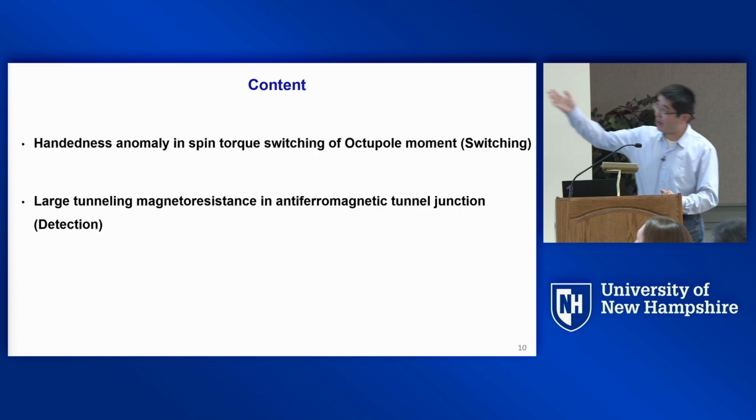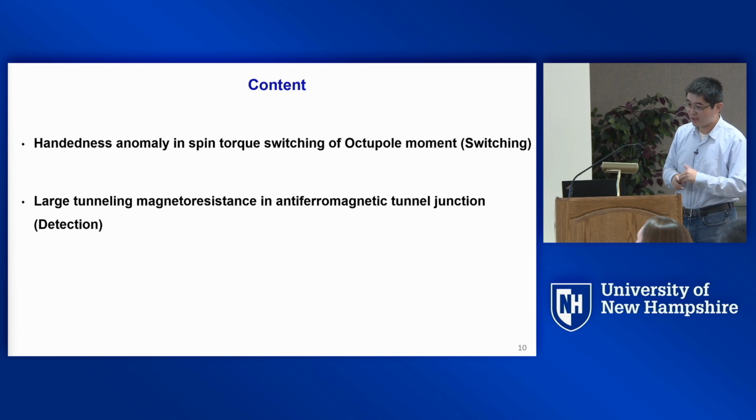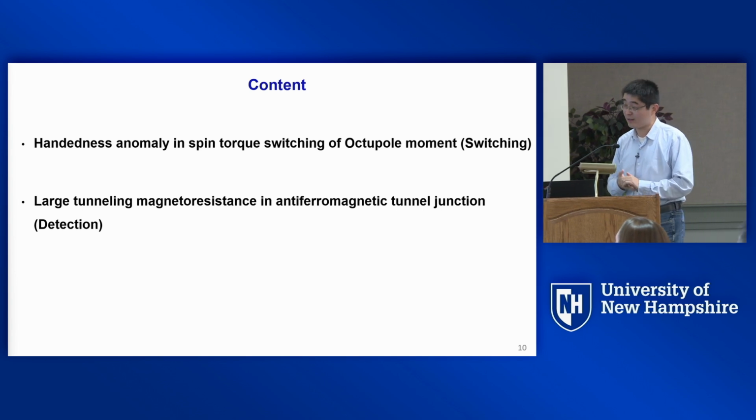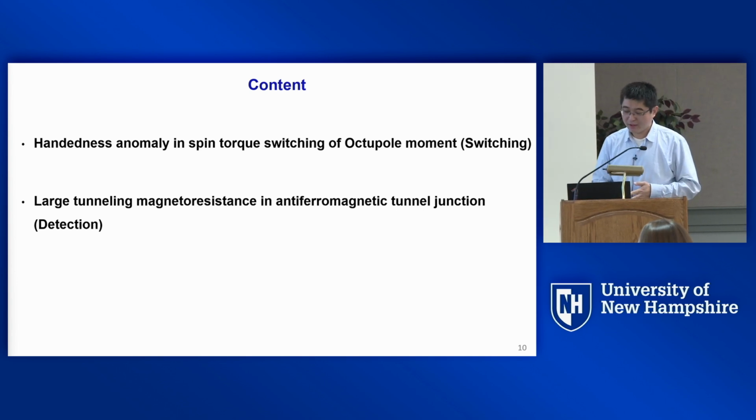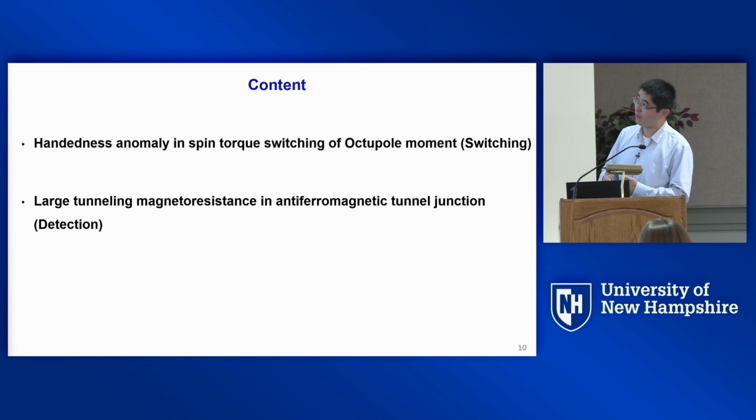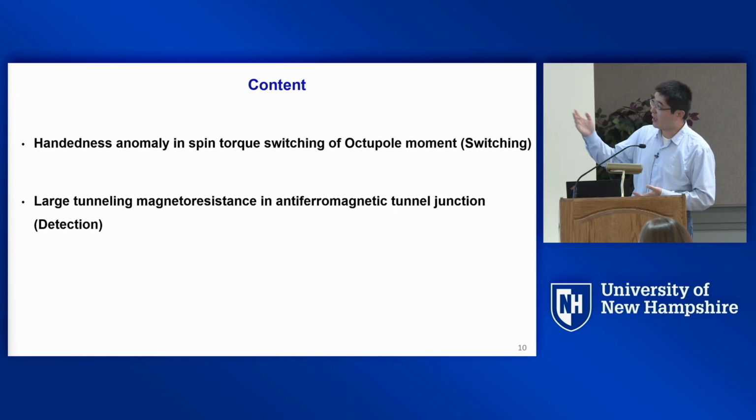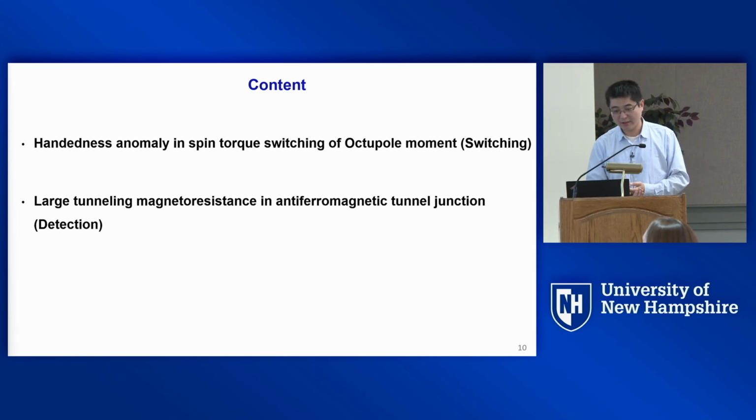Okay, so today I'm going to address the following 2 questions on non-collinear antiferromagnets. One is about switching the spin ordering using electrical methods, particularly the spin torque effect. And the second is about detection of the spin ordering inside the antiferromagnet using the TMR effect.